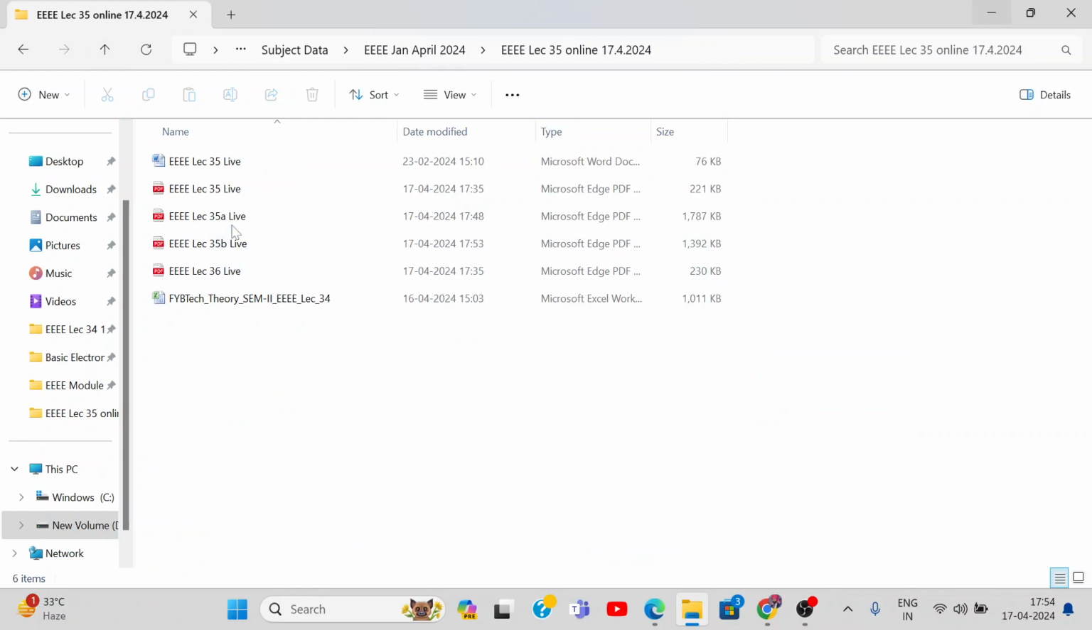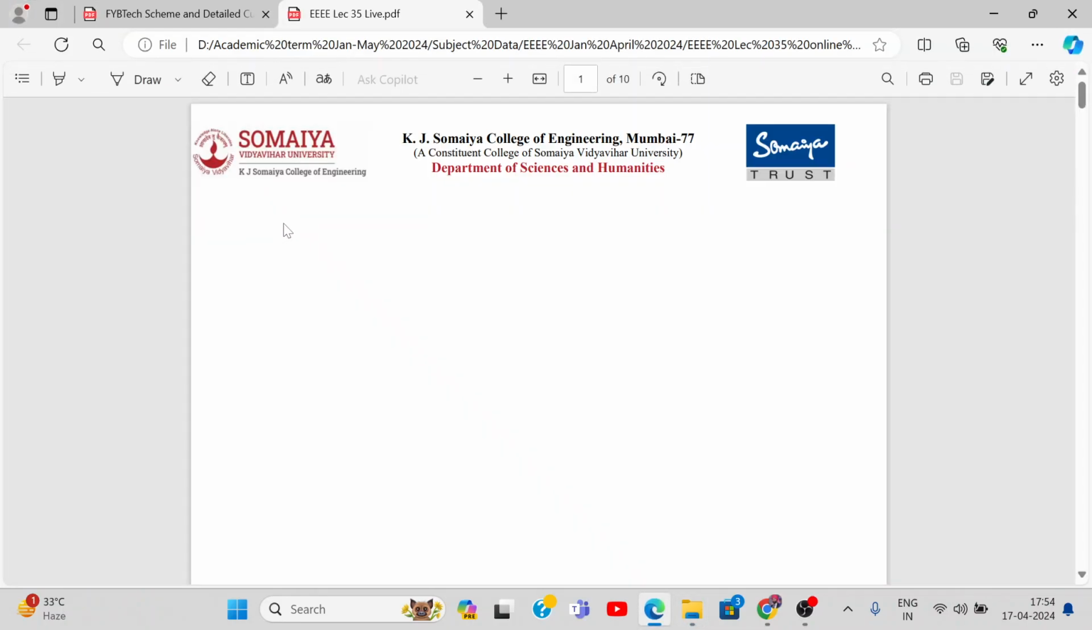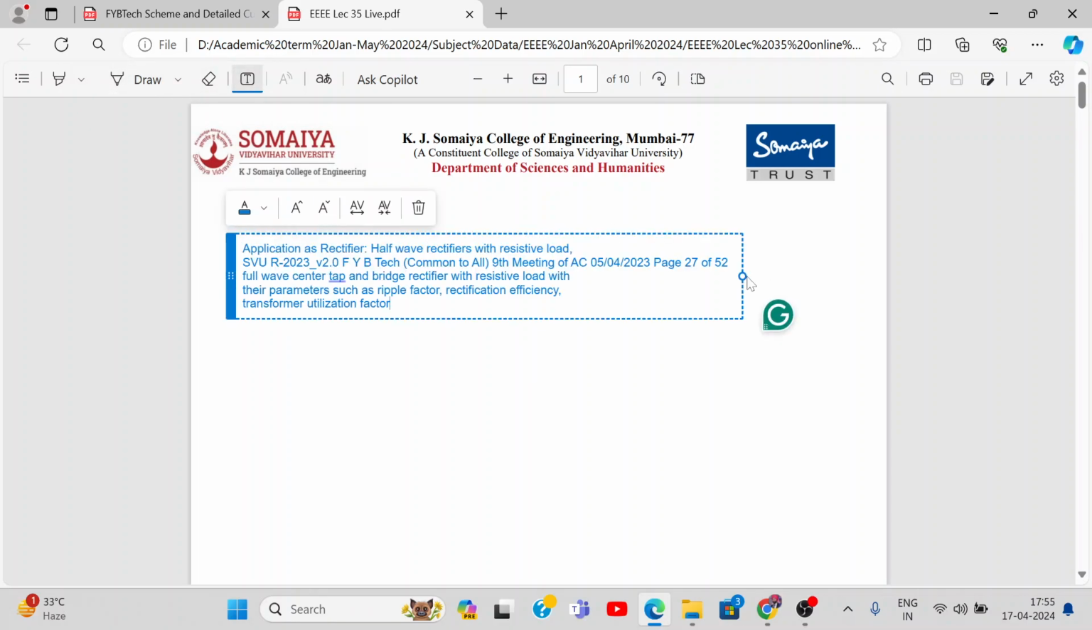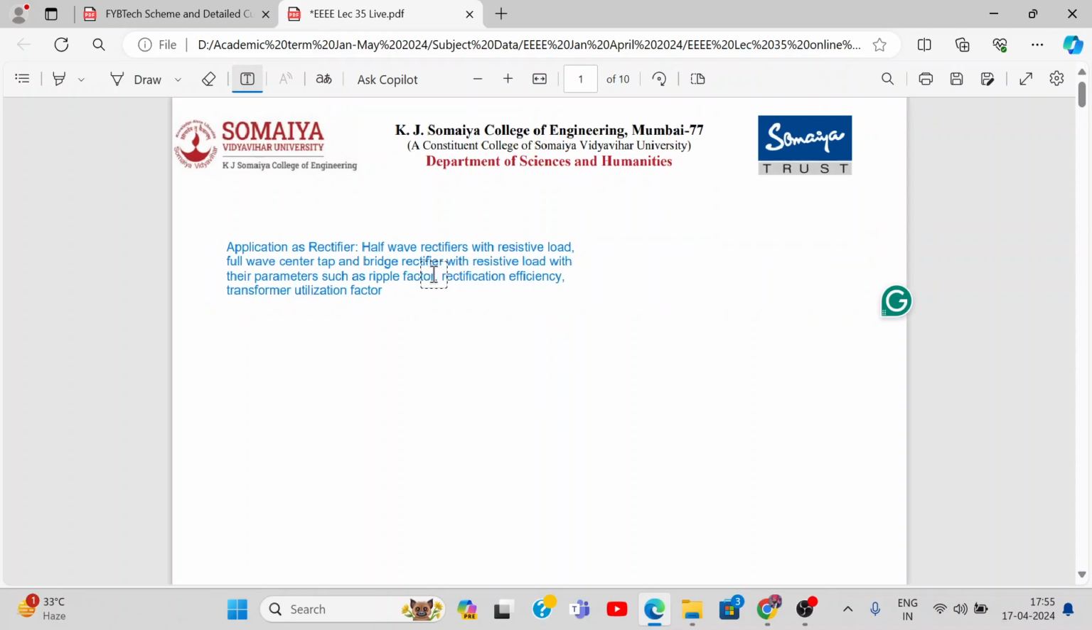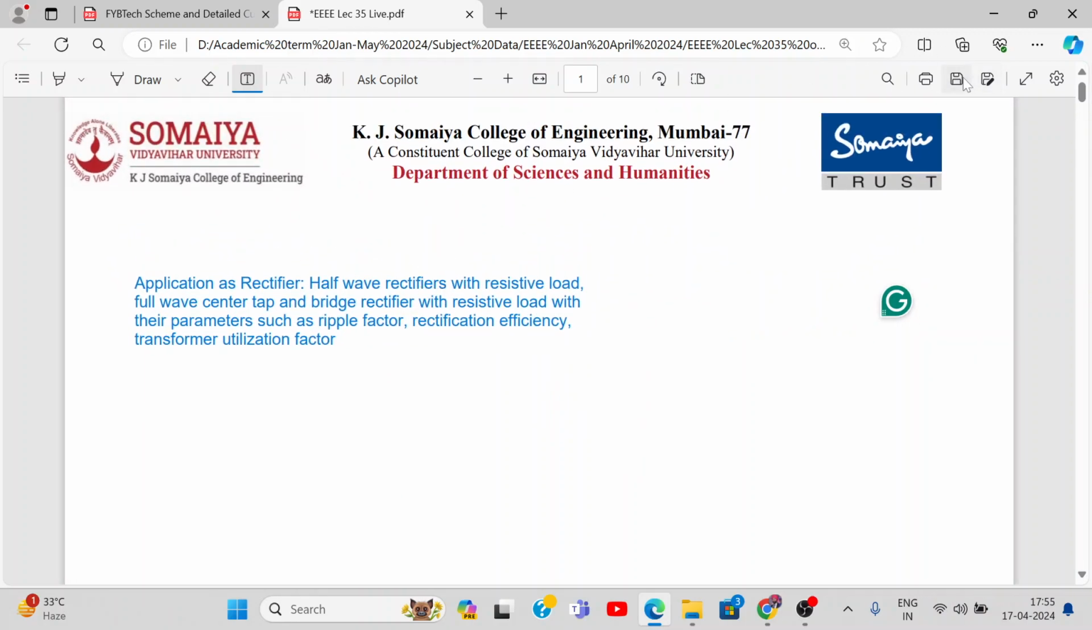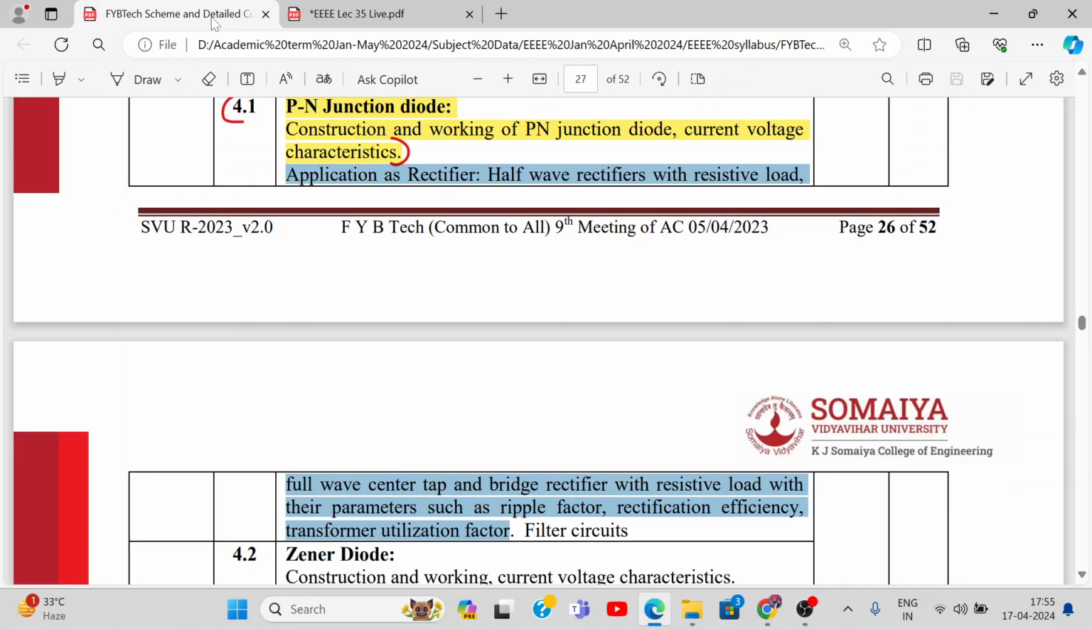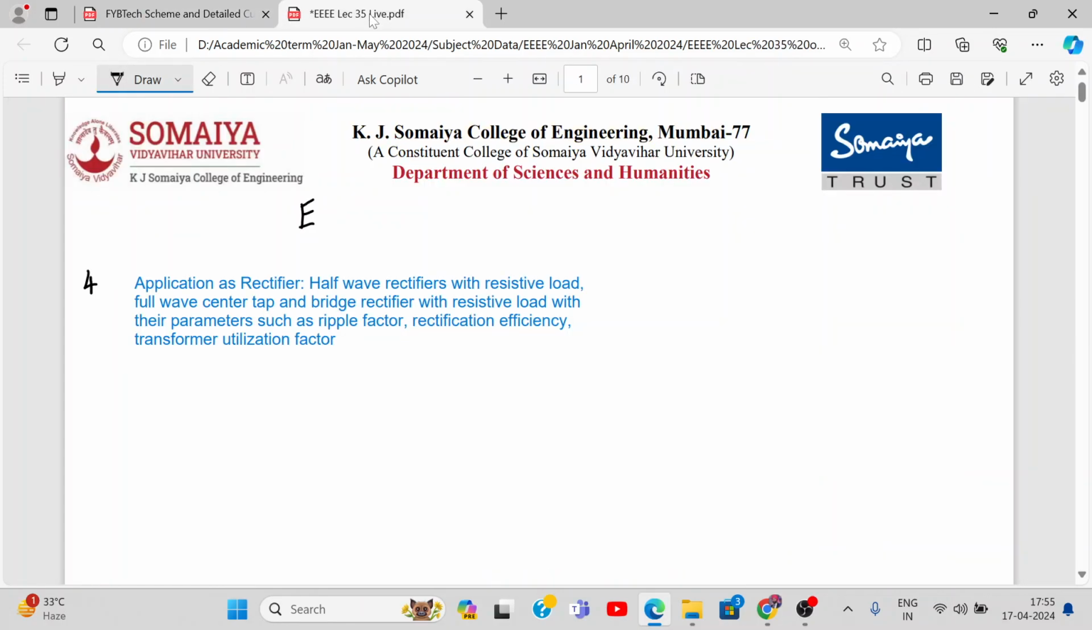So let me start with a new page. That is the topic which we have to cover today. So we'll start with half wave rectifier with resistive load, application of rectifiers part. This is lecture number 35 live. Let's start with application of diodes, and this is module number 4.1. So this is 4.1 which we are doing.